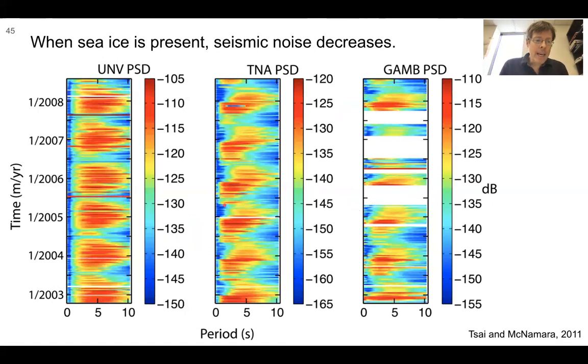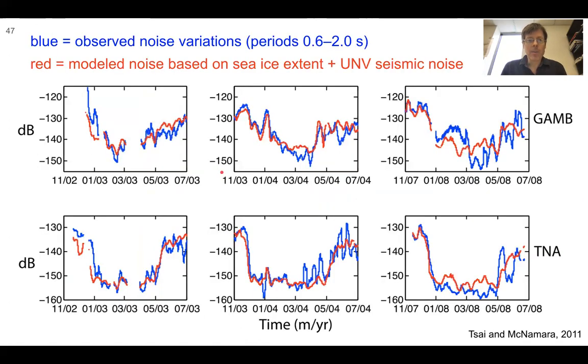Here we are, spectrograms again, only this time on the y-axis it's period instead of frequency on the x-axis, but we're looking at how noise at these stations varies as a function of time at 3 places: UNV, TNA, and Gamble. And the arrows are pointing out these little notches where you see that the noise level drops, and you can see that this is due to sea ice being present and noise levels dropping. So you can see these cases right here, and we'll explore these in detail in the next plot.